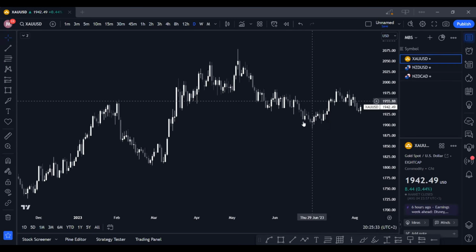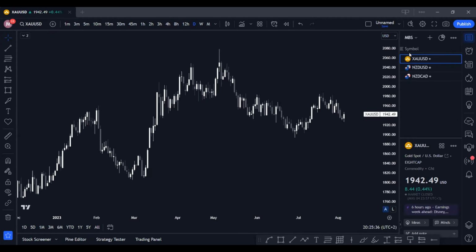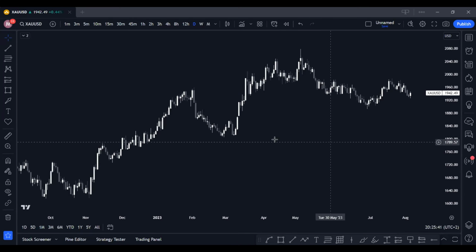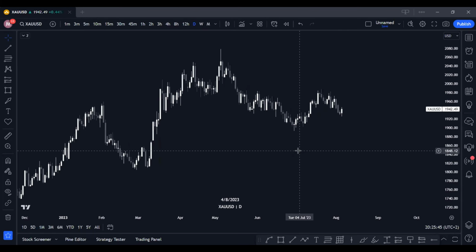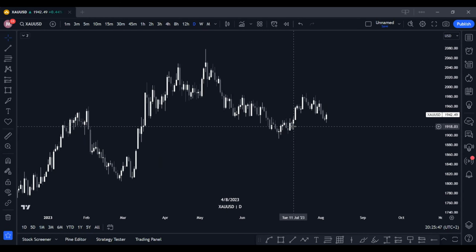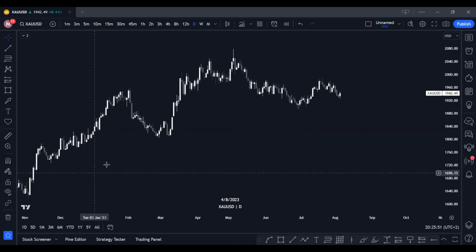So let me just reset this. Okay, so here we have, let me just switch on this. Okay, so here we have gold on the daily time frame. Okay, so now we can see that gold has been pushing beautifully to the upside on the daily time frame, meaning that it's in a bullish trend.